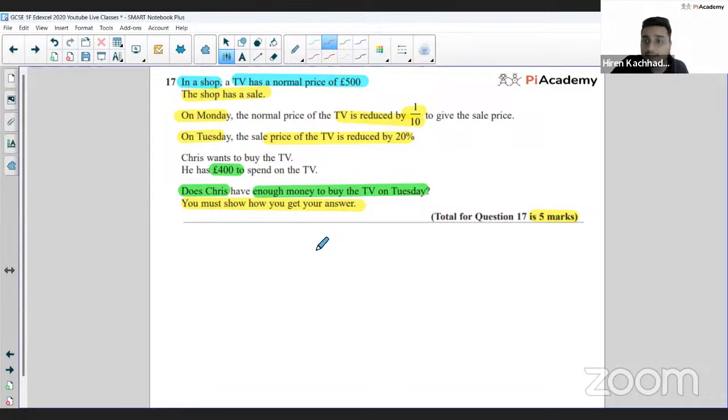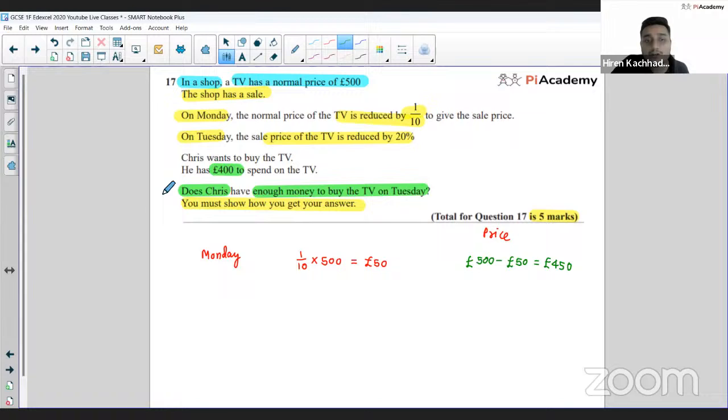Basically, the initial price is 500. On Monday, the normal price is reduced by 1/10. So if I do this on Monday, what is the price of the TV? It is going to reduce by 1/10, so let's find 1/10 of 500. That is going to be 50 pounds. I'm listing the price here. The new price on Monday of the TV is going to be 500 pounds minus 50 pounds, and that is going to be 450 pounds. So this is the price on Monday.